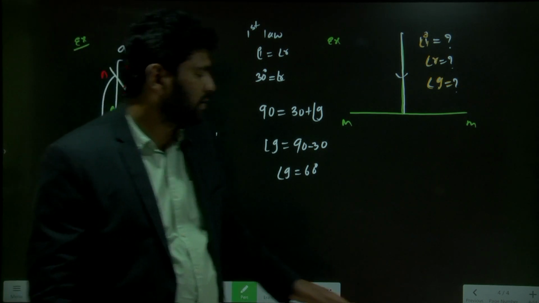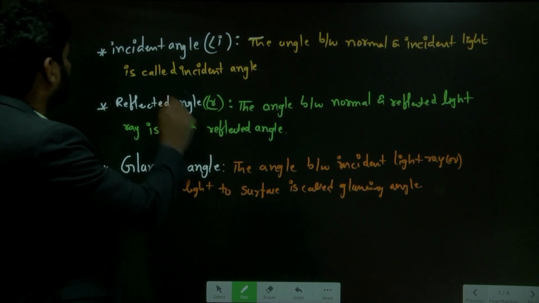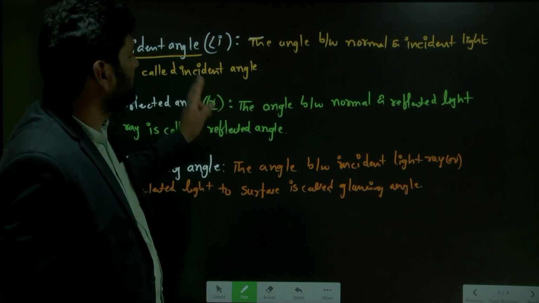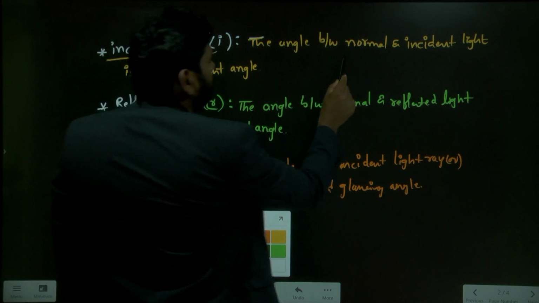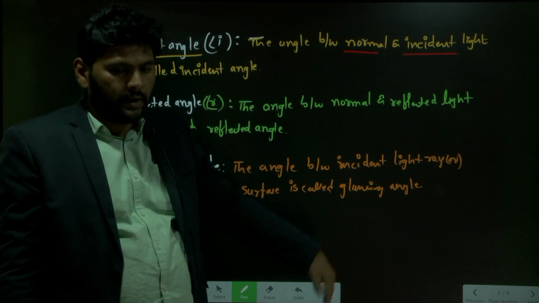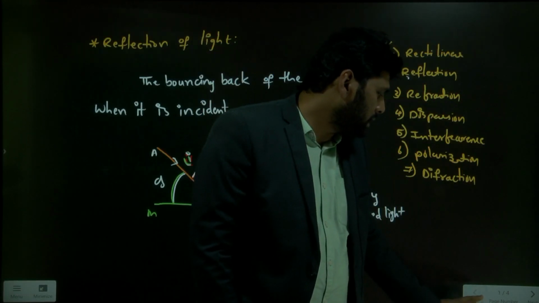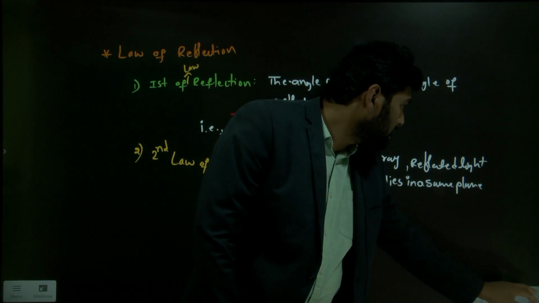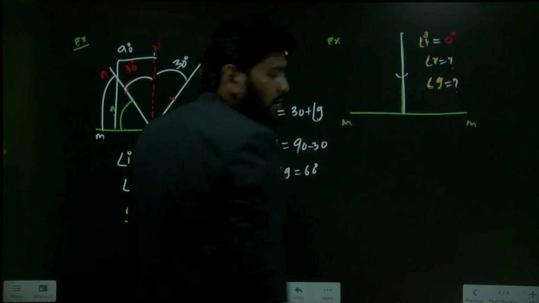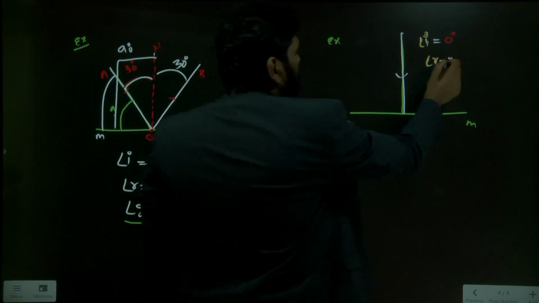The reason you can find by using the previous slide, the meaning of the incident angle. The incident angle is the angle between the normal and the incident light ray. Here the normal and the incident ray are along the same line, which means there is no angle between them, so the angle of incidence is 0. According to the laws of reflection, the angle of reflection is also 0.